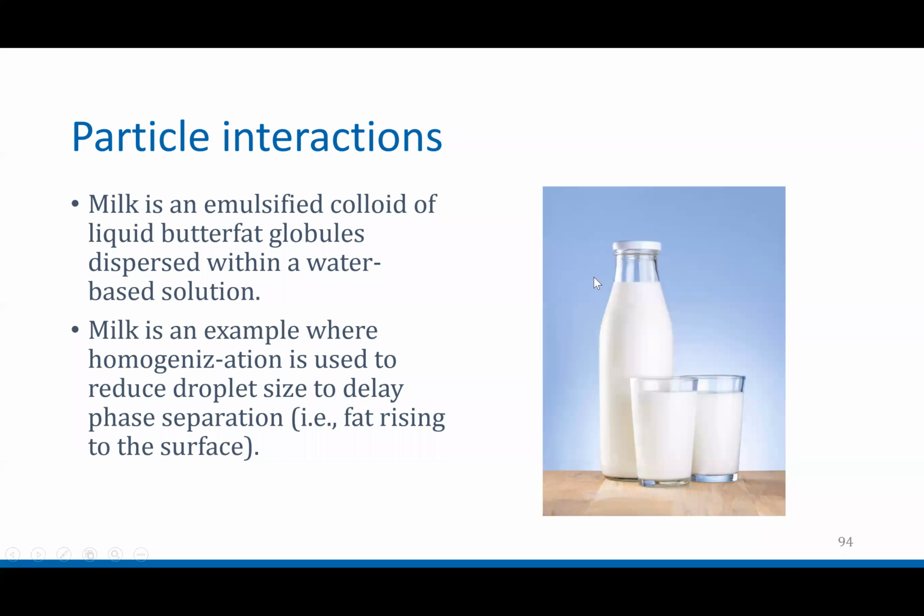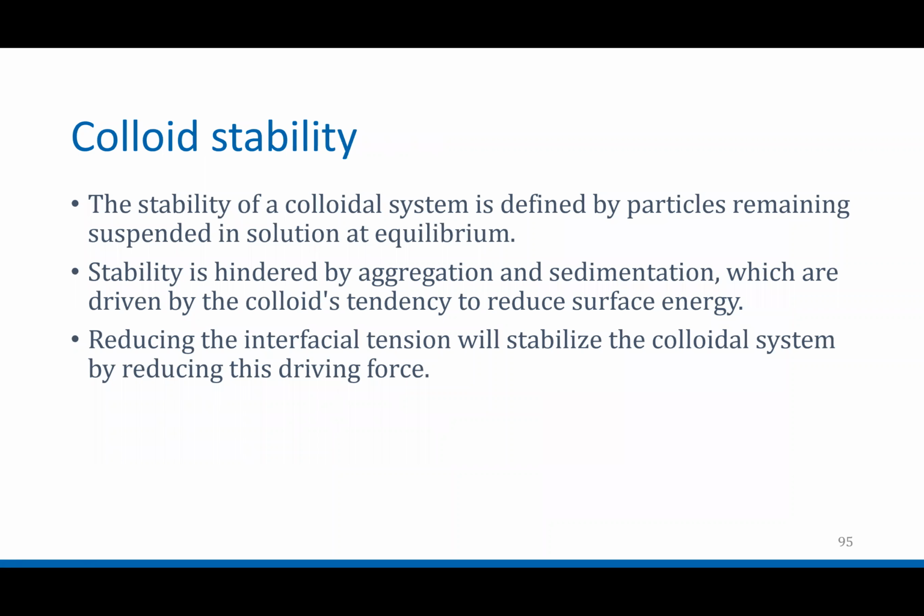So milk is an example of this. It has liquid butterfat molecules dispersed in water. Milk undergoes a chemical process called homogenization, a very fun word to say, used to reduce droplet size so that the colloid stays suspended for a long time. So there are chemical processes done commercially to help colloids be stable. That brings us to stability of colloids.